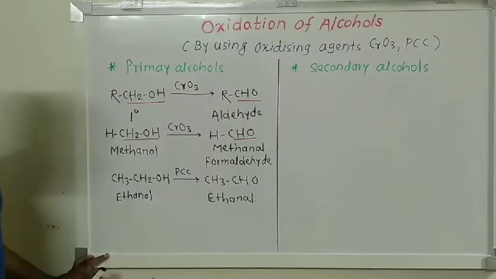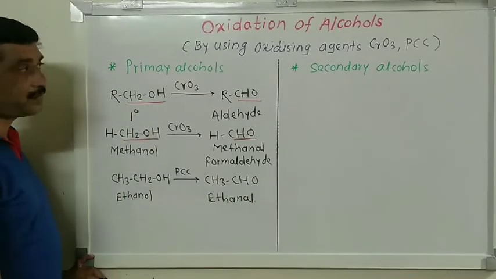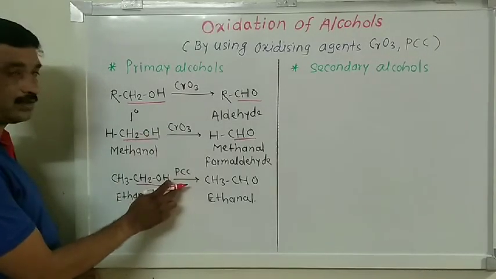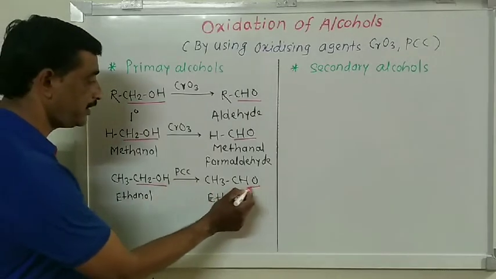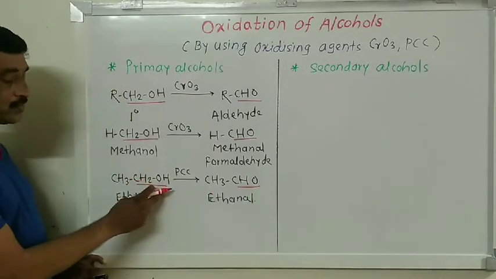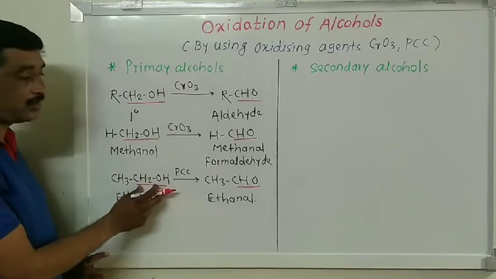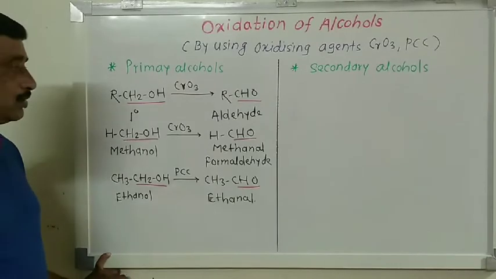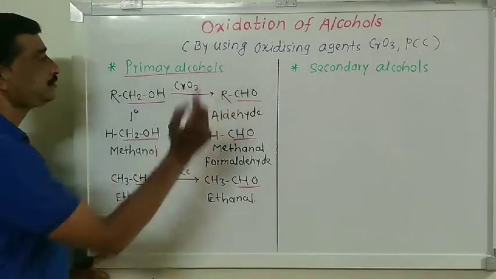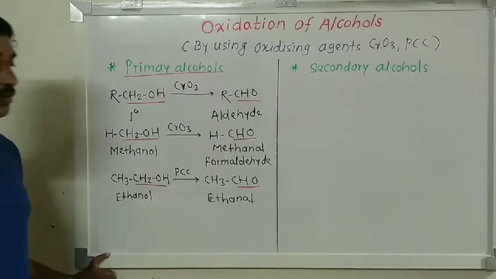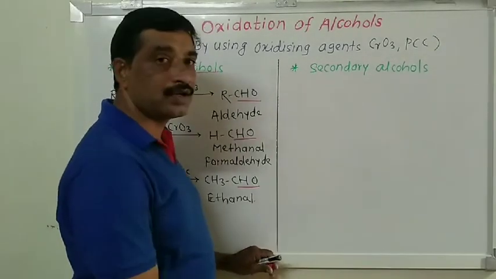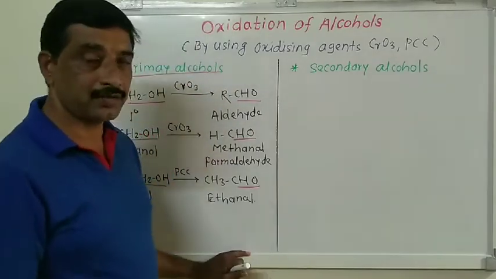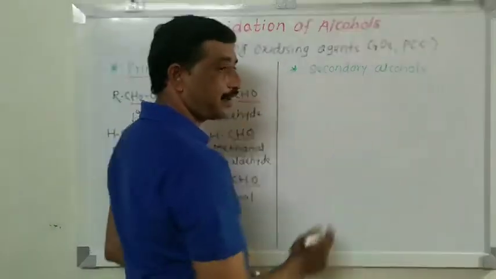So in this way, primary alcohols undergo oxidation with oxidizing agents like chromium anhydride or pyridinium chlorochromate, and in this reaction the CH2OH group, that is a primary alcoholic group, is converted into CHO, that is the aldehydic group. So this is about the oxidation of primary alcohols. Then how do the secondary alcohols undergo oxidation? Secondary alcohols also undergo oxidation with chromium anhydride and PCC.